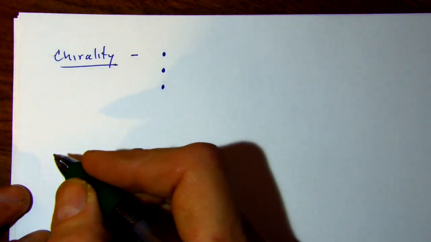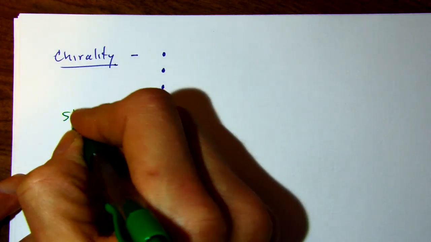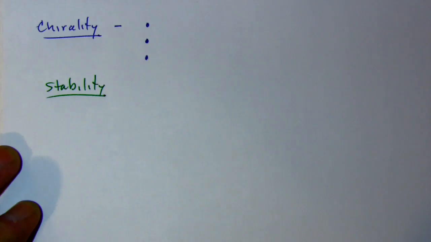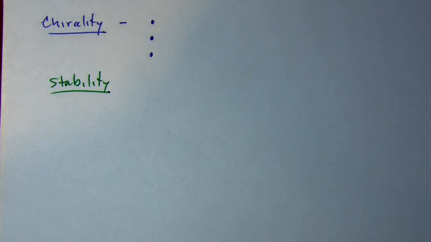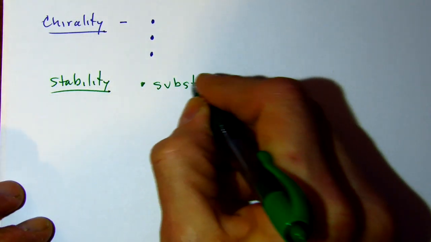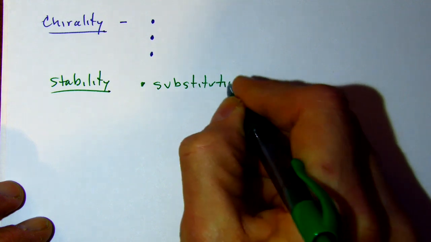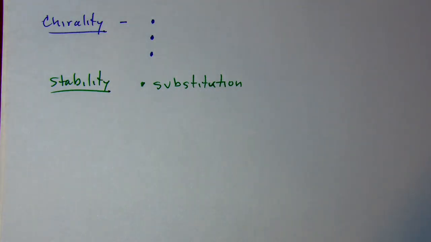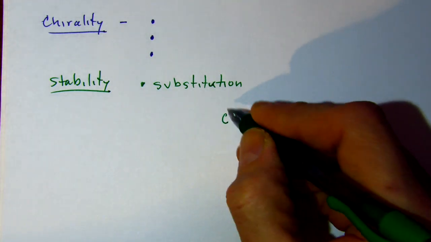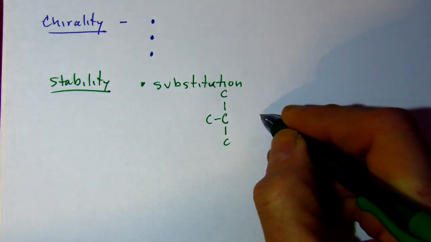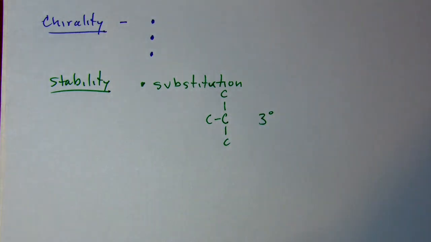Okay? There are some other concepts here. For example, stability. That's not a topic that we talk about too much. Okay? But we're going to have to relate stability to what is called the substitution. Now, and here, substitution does not refer to those reactions that we just talked about, but the idea that when you have a carbon with 3 other carbons attached to it, you would call that a tertiary carbon.